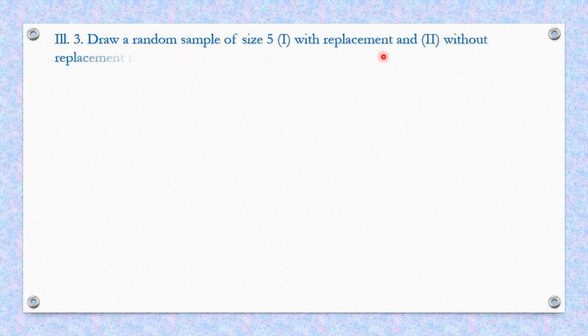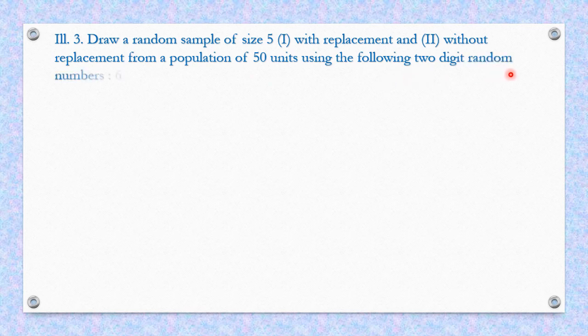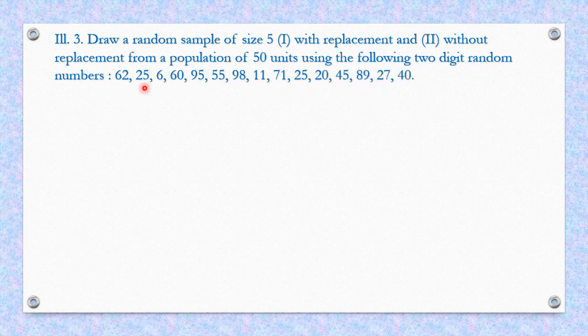Let's take a last illustration for this tutorial and this method of simple random sampling. Draw a random sample of size 5. We have two options here: with replacement, without replacement, from a population of 50 units using the following two-digit random numbers. Okay, this time in the question itself, random numbers are already provided. These are the random numbers.